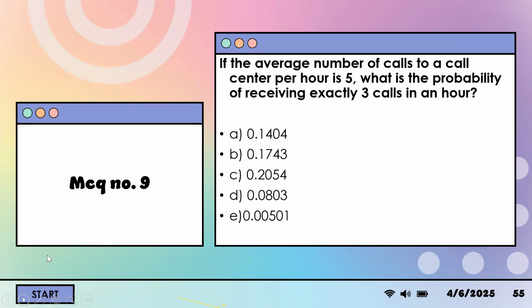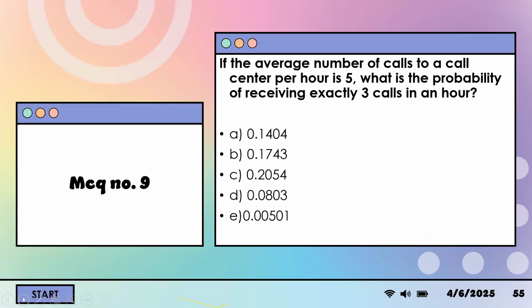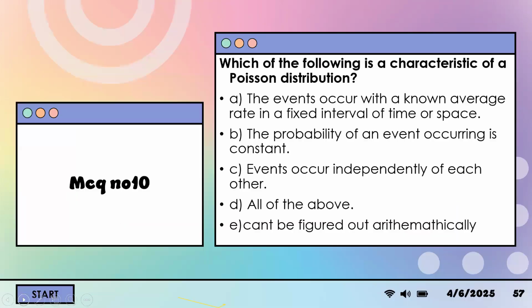So MCQ number 9, if the average number of calls to a call center per hour is 5, what is the probability of receiving exactly 3 calls in an hour? 0.14, 0.17, 0.20, 0.083, 0.00501. So for this, we have to apply the equation which we have discussed earlier. So I guess that would be the Poisson distribution formula, P(X = k), where lambda is equal to 5 and k is equal to 3. So according to that, the A choice would be fine.